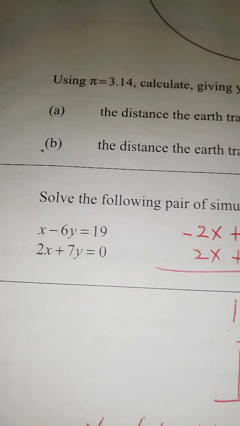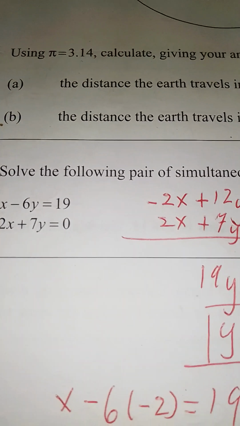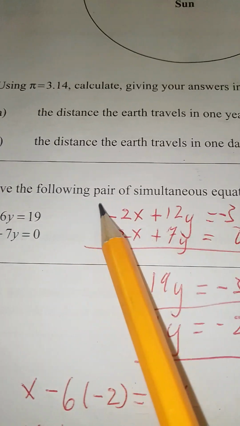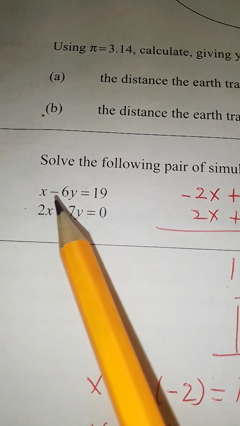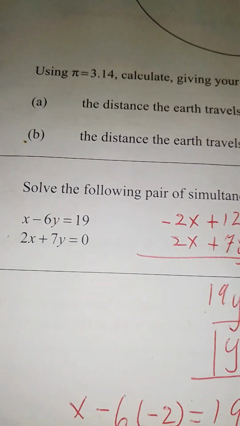Here we go, simultaneous equations. This will and must come on the BGCSE. So make sure that you have this mastered. Solve the following pair of simultaneous equations. Now, if I wanted to eliminate x, I've got to find the HCF.